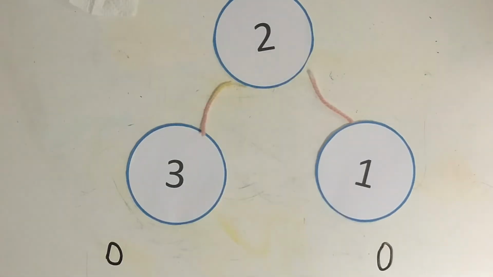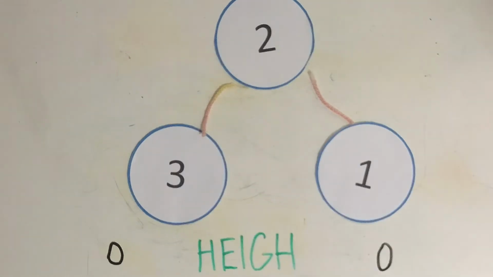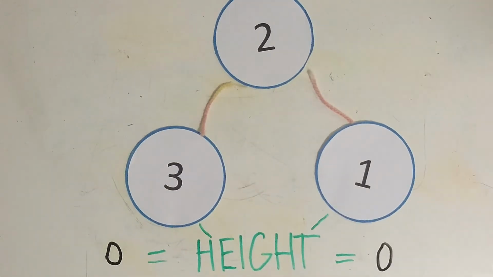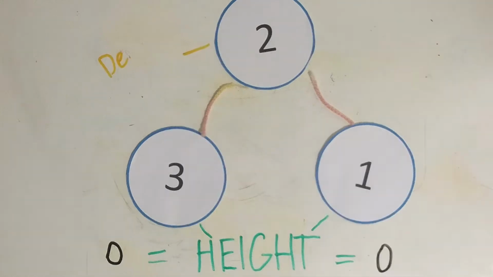Yet another way to classify nodes is by their height and by their depth. The height of a node is the total number of edges that lie on the longest path from any leaf node to that particular node. The depth of a node is the opposite of the height. It is the total number of edges from the root node to that particular node.